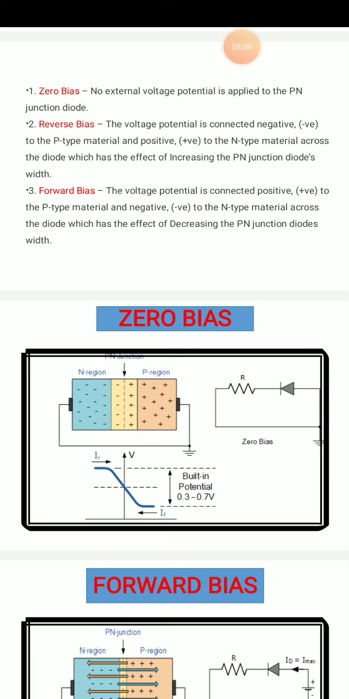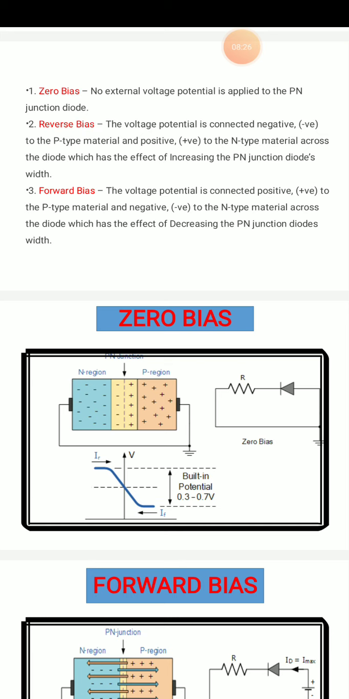And next is forward bias. Forward bias is connected the other way: the voltage potential is connected positive to the P type, which has the majority carriers here, and negative to the N type. The negative terminal is connected to the N type material across the diode, which has the effect of decreasing the depletion region width of the junction.